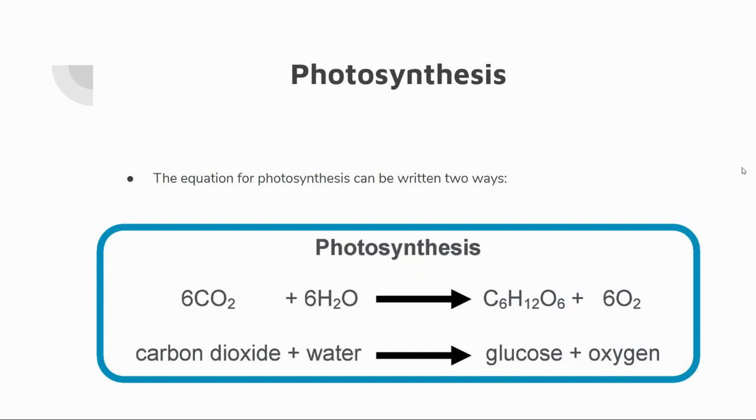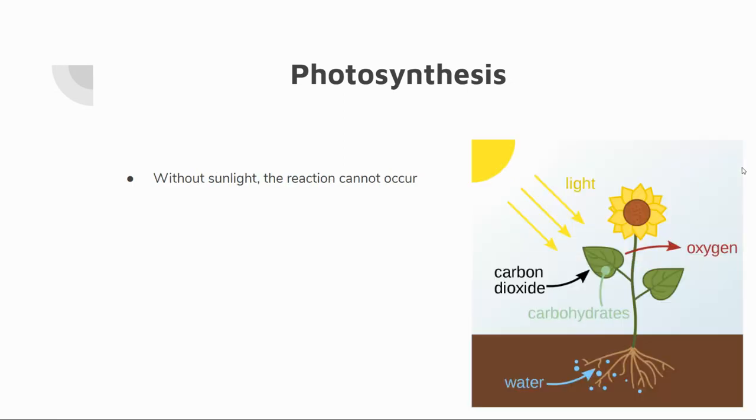So the equation for photosynthesis can be written in 2 ways. You see over here, you do need to know that. Not very difficult to remember, but it does need to be remembered. So if you need to pause the video, put this in your notes, please do so. Without sunlight, photosynthesis cannot occur. Sunlight is what drives photosynthesis. It's what makes autotrophs be able to do the process.